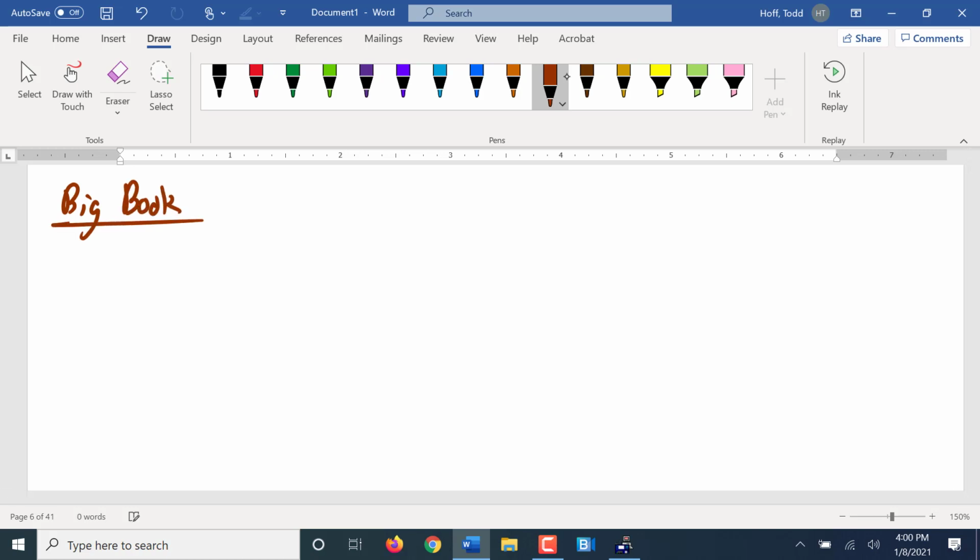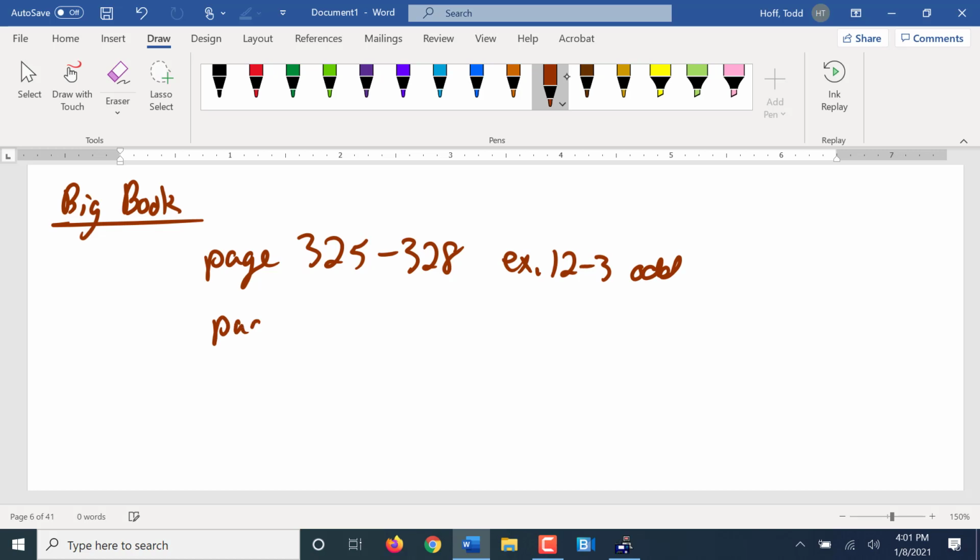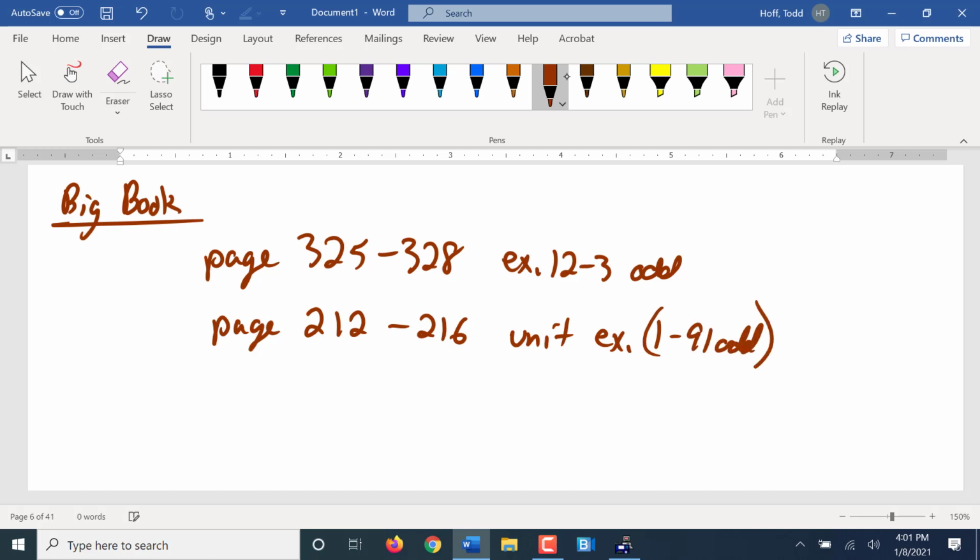So in the big book, I have you work on two things. Page 325 through 328. I believe it's exercise 12-3, do the odds there. And then I believe it is page 212 through 216, unit exercises. Do 1 through 91, the odds there. That's just a review of the negatives. We work on that for about 10 minutes, I'll let you guys out of here.